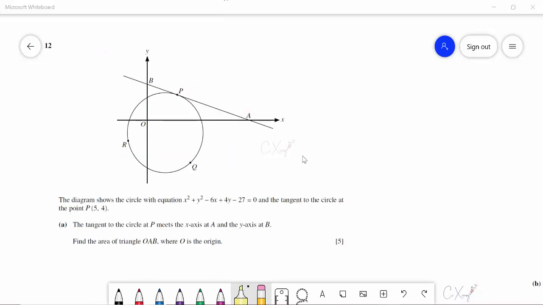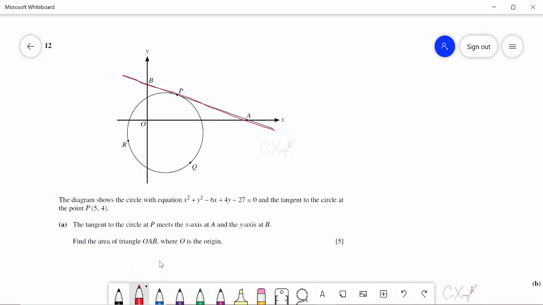Okay, so now we come to the very last question for this paper. Okay, they give us a diagram with a circle, and they tell us that this is a circle with this equation and also the tangent to the circle at point P. So this is actually the tangent line, okay, at point P.